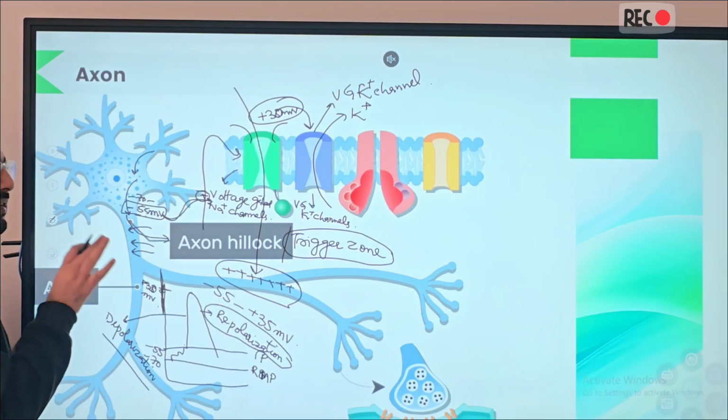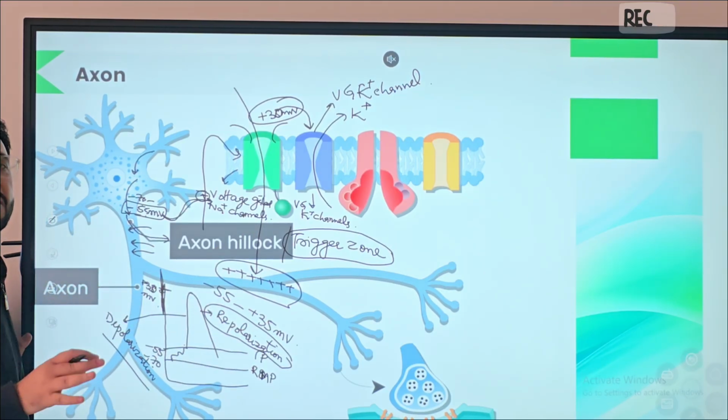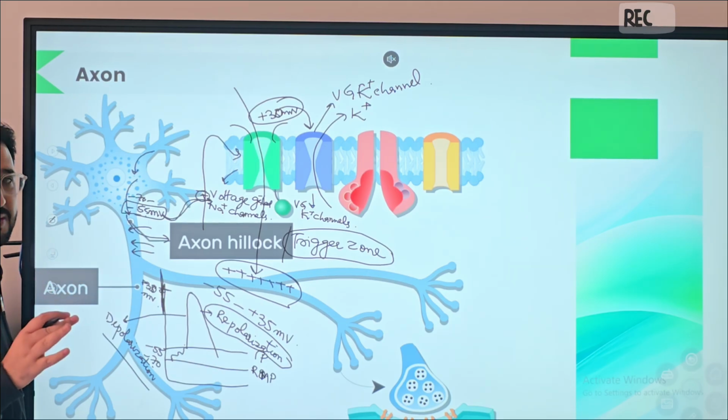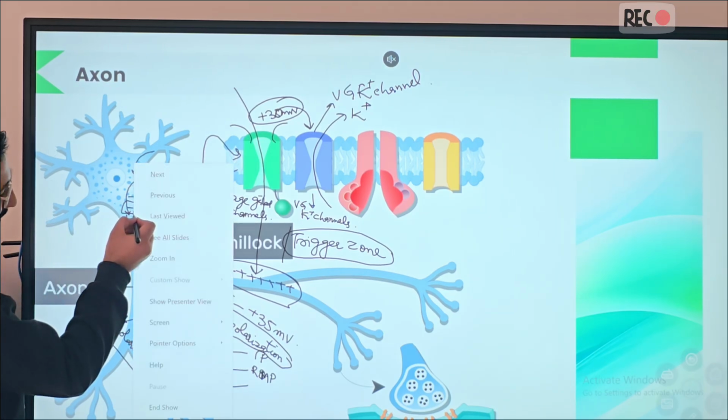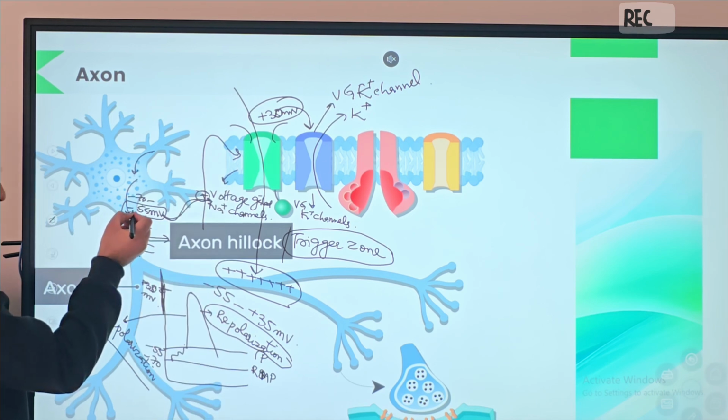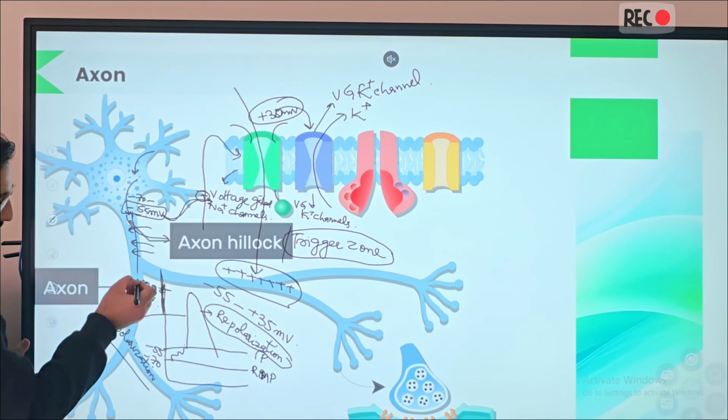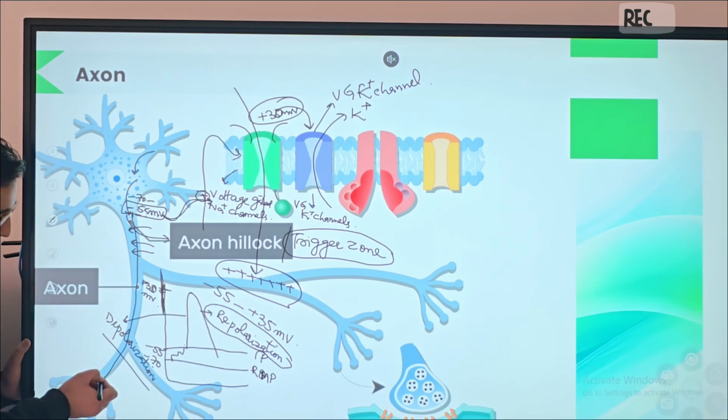So that means we have generated the action potential, we have generated the impulse. Now what will happen? This action potential, this wave of depolarization from the axon hillock, will go all along the axon, and it will reach the axon terminal.